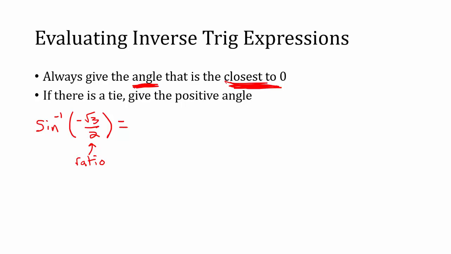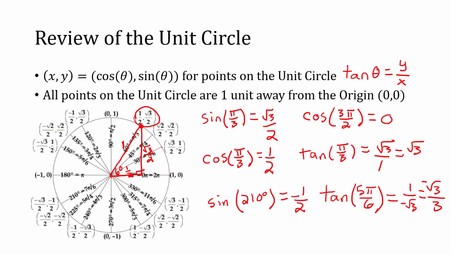So I know that I'm looking for an angle such that the sine of that angle is -√3/2. I want to know what that angle is. Now, the issue here is that there's an infinite number of angles that this is true for. But the sine inverse function just returns one of those angles. It just returns the one that's the closest to 0. So let's go back and look at the unit circle really quickly.